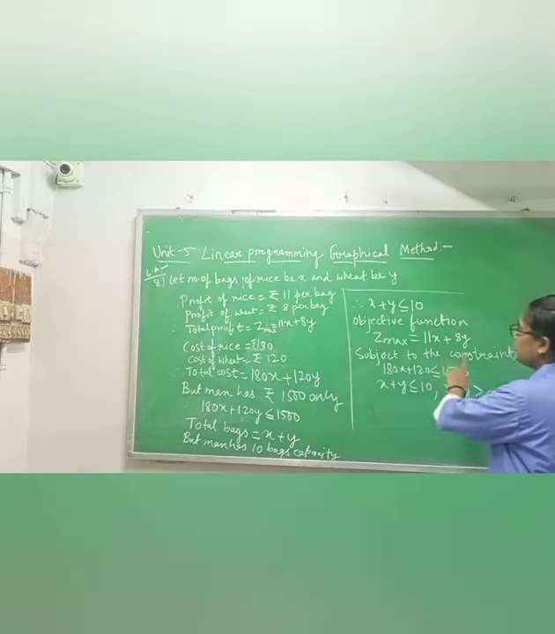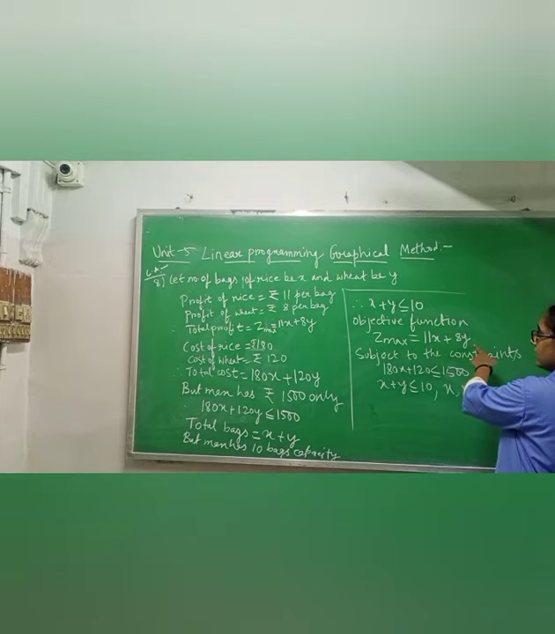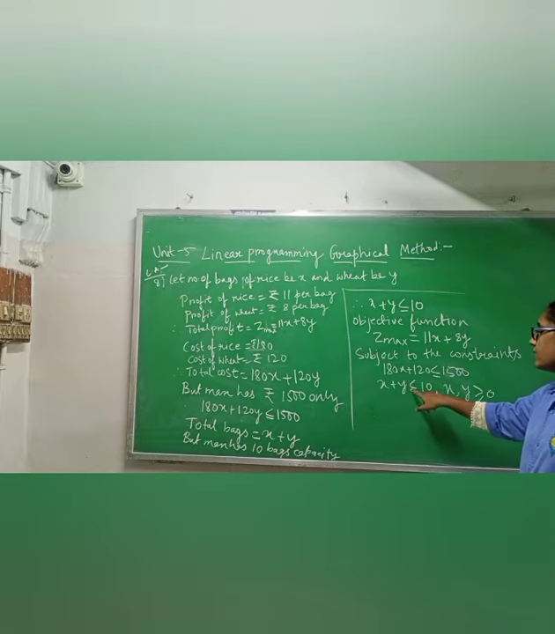Now the objective function is Z max equals 11x plus 8y, subject to the constraints: 180x plus 120y is less than or equal to 1,500, x plus y is less than or equal to 10, and x, y is greater than or equal to 0. This one is compulsory in each and every question. Okay, copy it up to your copy.